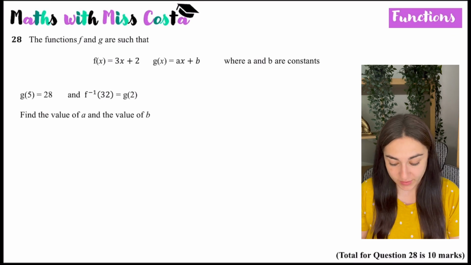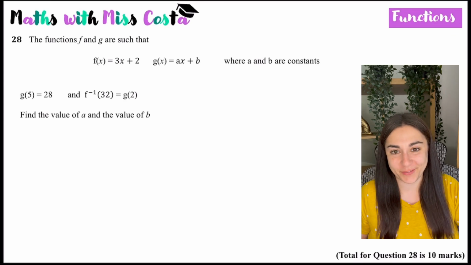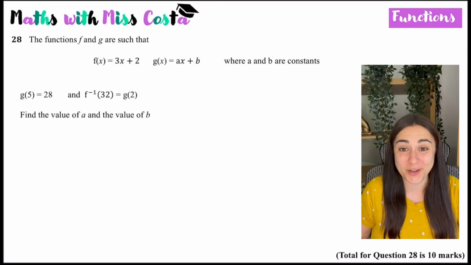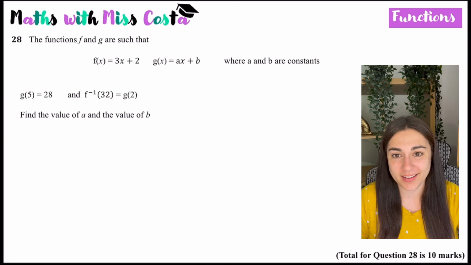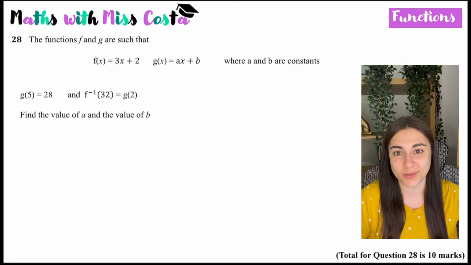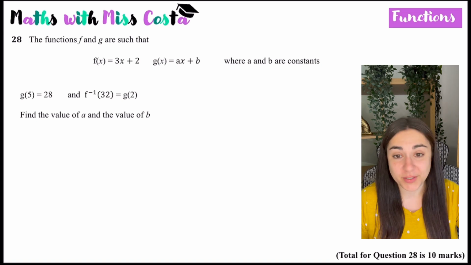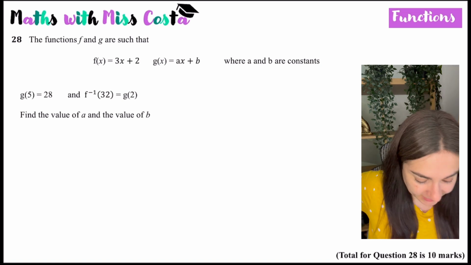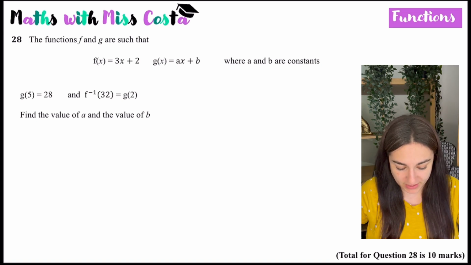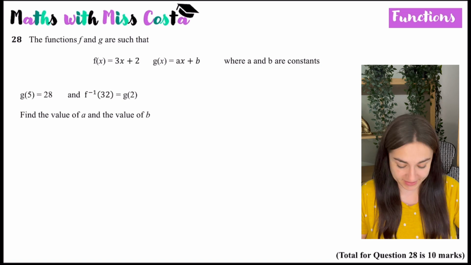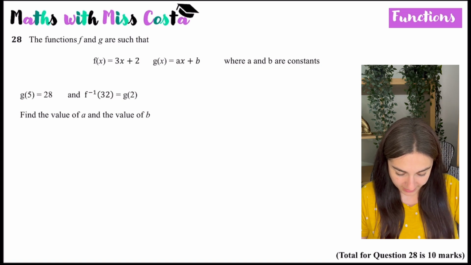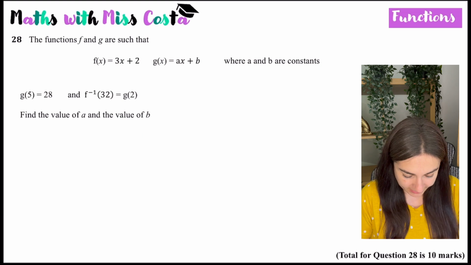Okay, so here we have a slightly tricky functions question, but it's not that tricky if we just go through the motions. I think a lot of the time people just think it's a really hard question because they haven't actually tried it. They just look at it and go, ooh. So just always try a question. I'm told that the functions f and g are such that f of x is 3x plus 2 and g of x is ax plus b. I'm told that g of 5 is 28. Great, so I can use that to my advantage.